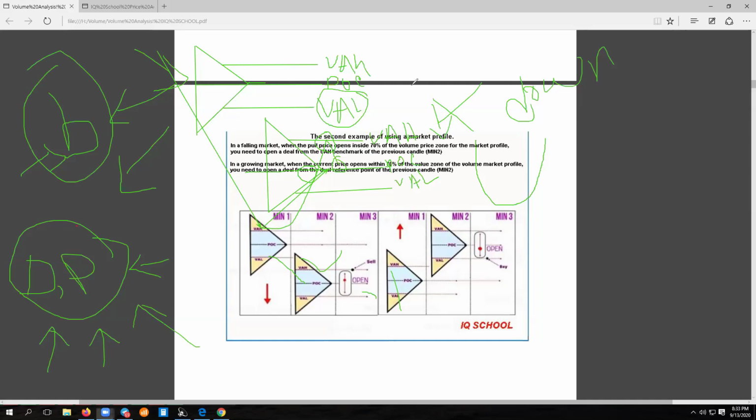Understand, Kasim? Yes, sir. Understand. But sir, what about the vertical volume? I will explain the vertical volume. First of all, understand the distribution curve. I mean distribution curve analysis.